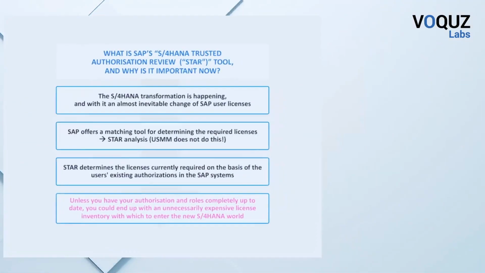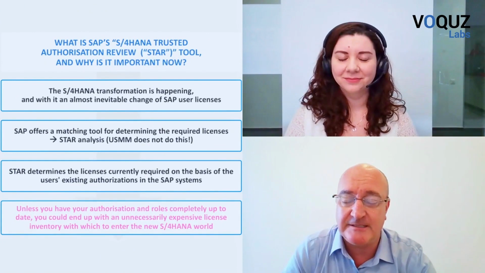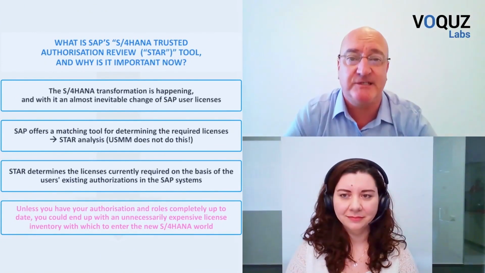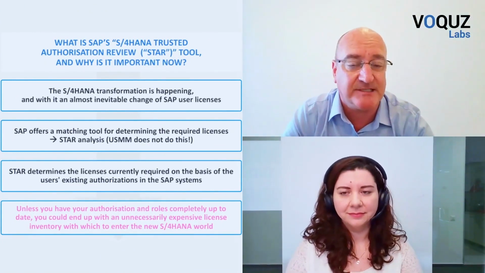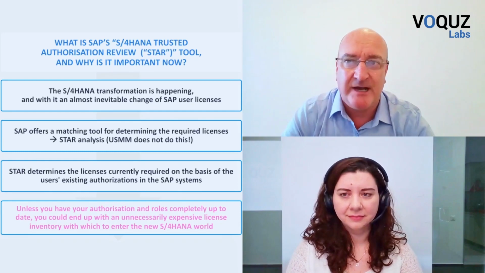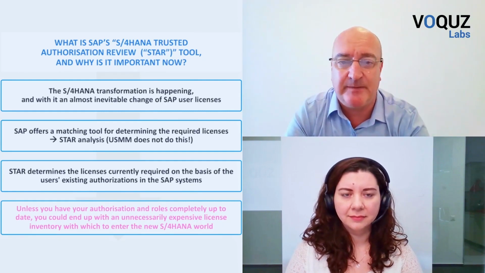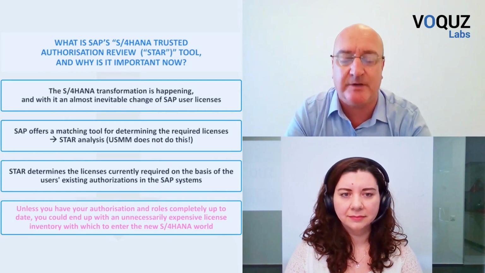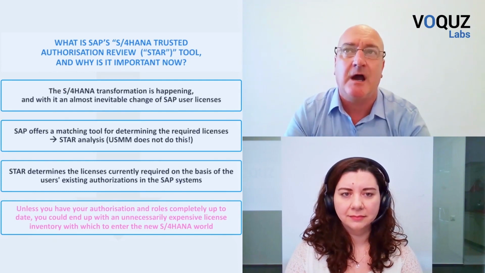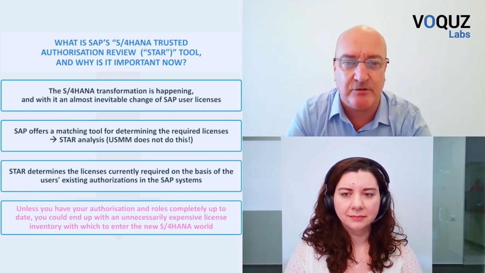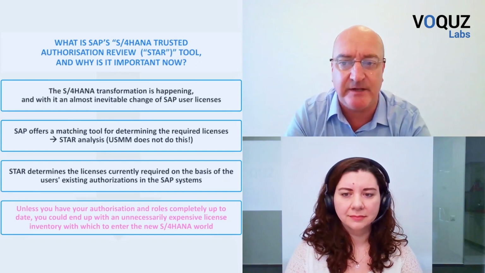So let's move on to today's topic. It's the S/4HANA Trusted Authorization Review, STAR as SAP calls it. So where did this come about? Well, as you're all aware, S/4HANA is alive and kicking. SAP is saying everyone needs to move to it by 2027, and that is going to have an impact on your licensing setup with SAP.